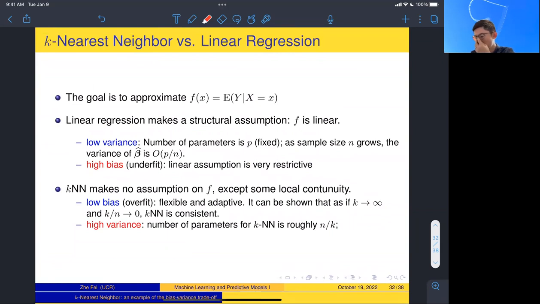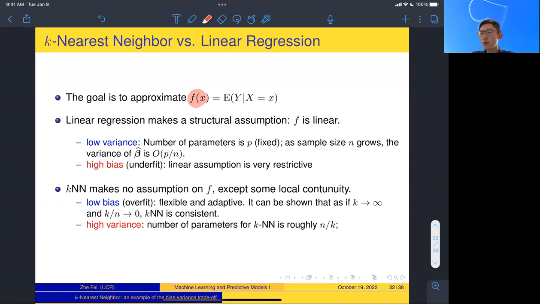So here is a comparison between k nearest neighbor and the linear regression we are most familiar with. Really, both models have the same goal. Both want to approximate the truth, this true f, that is the expectation of y given our input x. Given input x, we want to predict y, and that is the goal here.